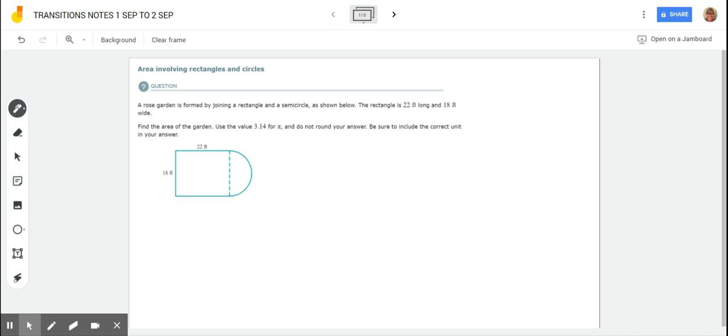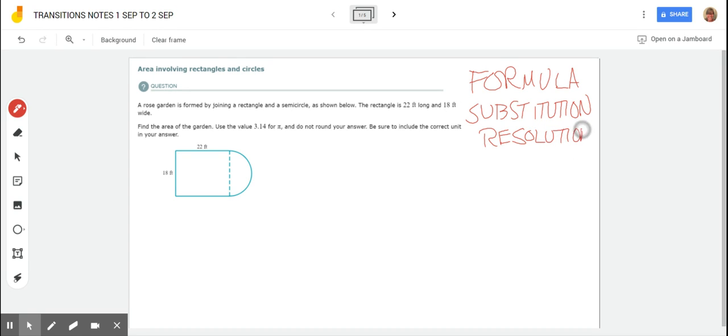So this video is going to cover problems with area, surface area, and combined forms. I always want you to remember that you will have such a much easier time if you just remember formula, substitution, resolution. Write the formula, substitute in the values that you have, and solve for the one unknown you do not have, and then think about it.